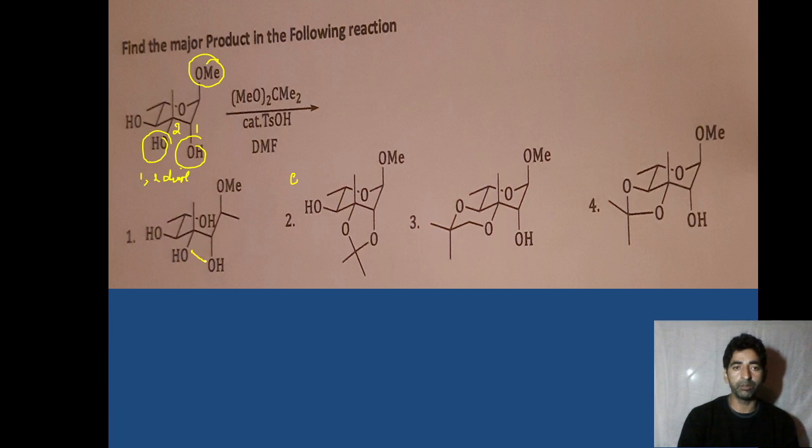Over here, no 5-membered ring is formed. This cannot be the answer. Over here, you can see 1, 2, 3, 4, 5, 6. Since it is not a 1,3 diol, therefore this cannot be the answer. Over here, you can see between these two atoms, 1, 2, 3, 4, and 5, a 5-membered ring is formed. Therefore, this is the correct answer.